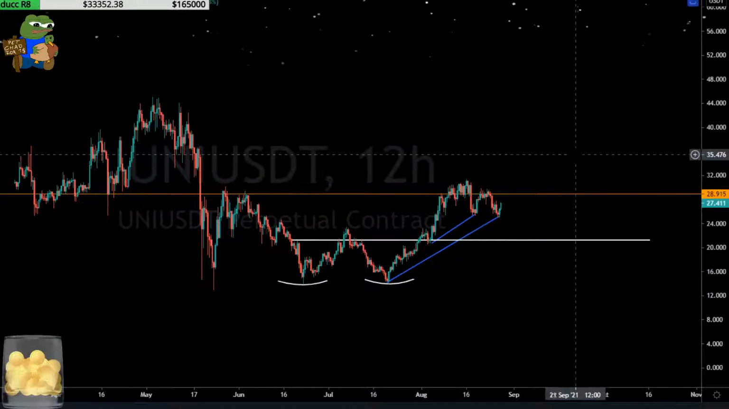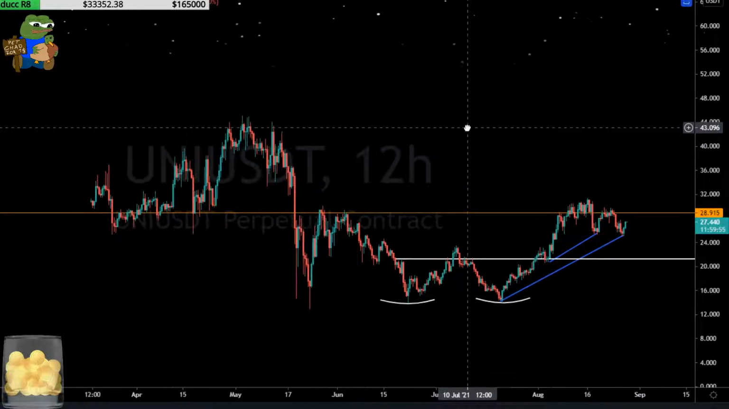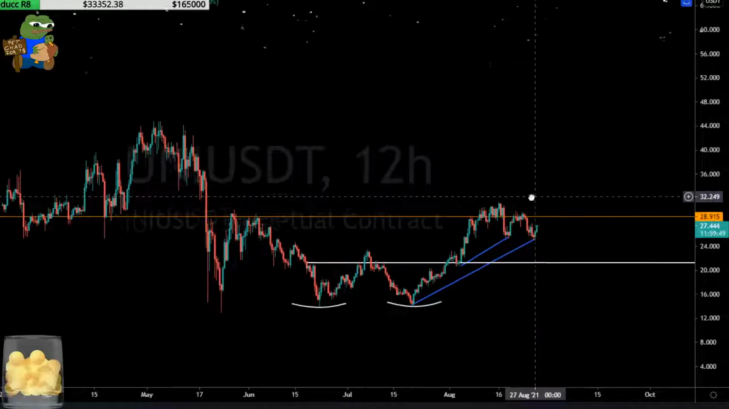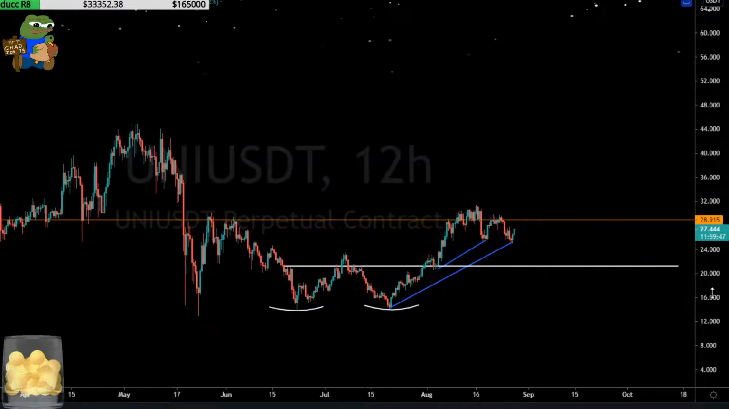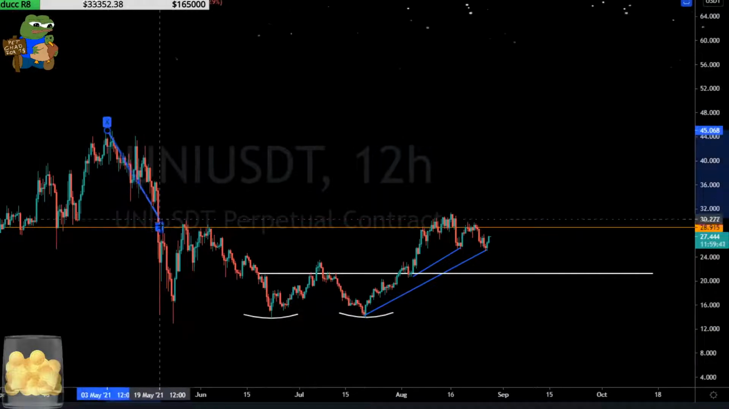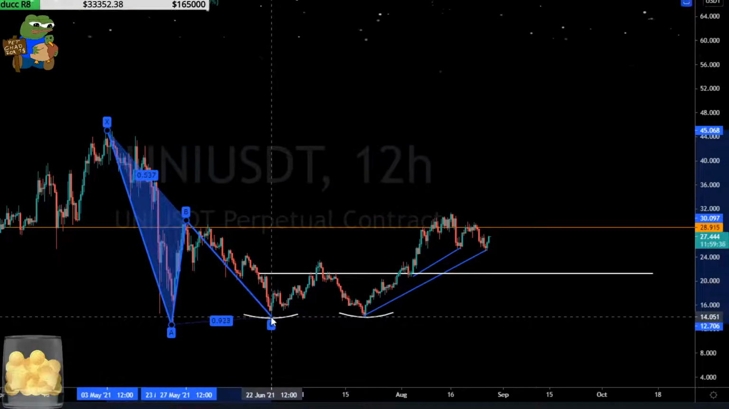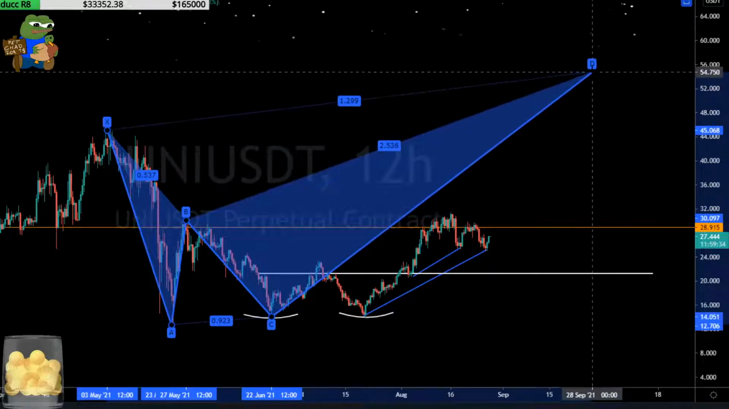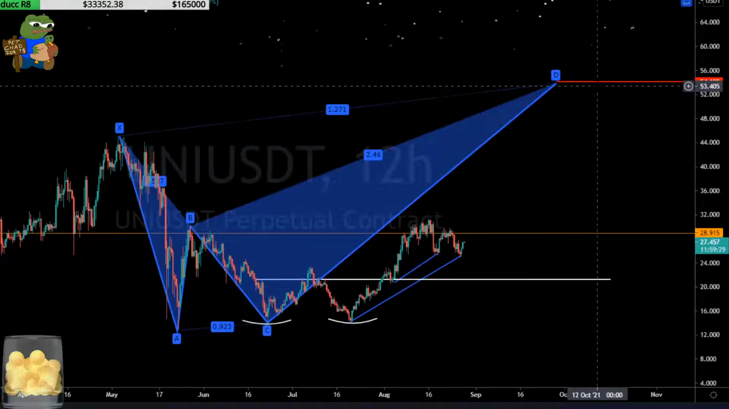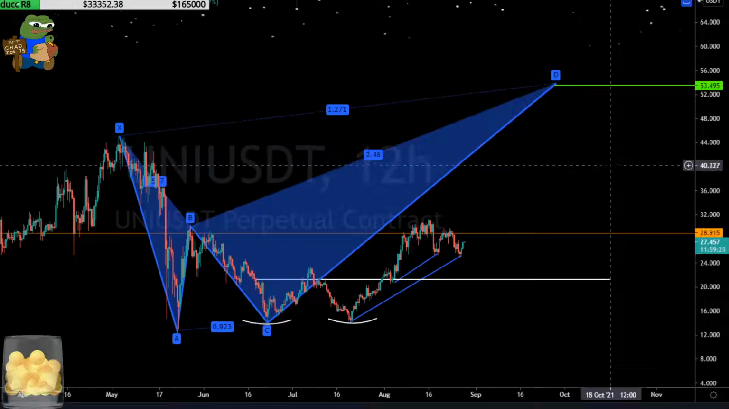So Uni, here we go. We have these dual hidden bullish divergences. Again, critical previous support is now resistance, resistance again. So let's break above this orange line at $28, and we could see some nice price action on Uni, right? 1272 maybe, butterfly. So yeah, let's see. Uni.